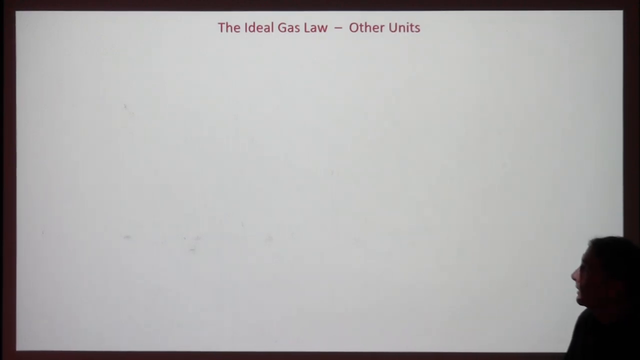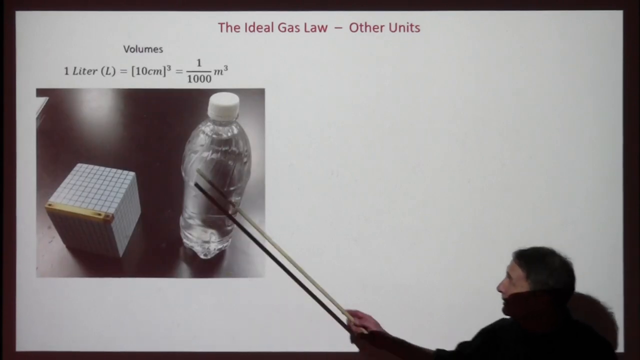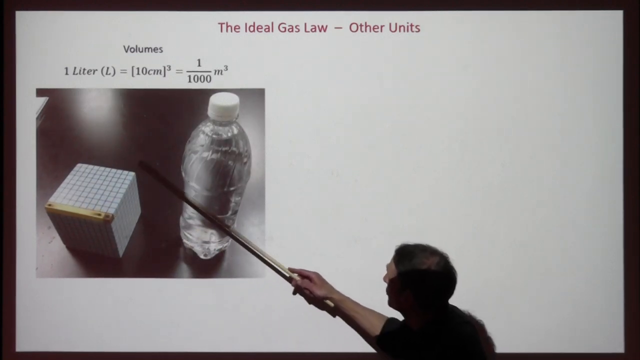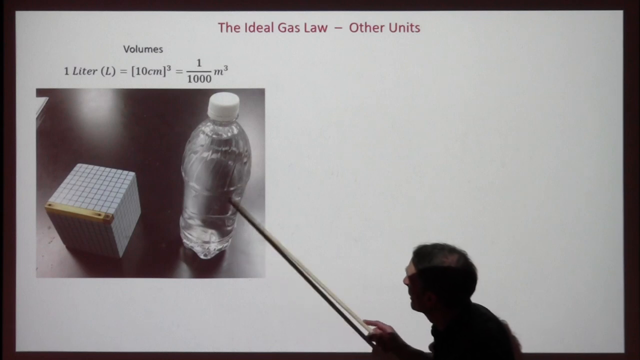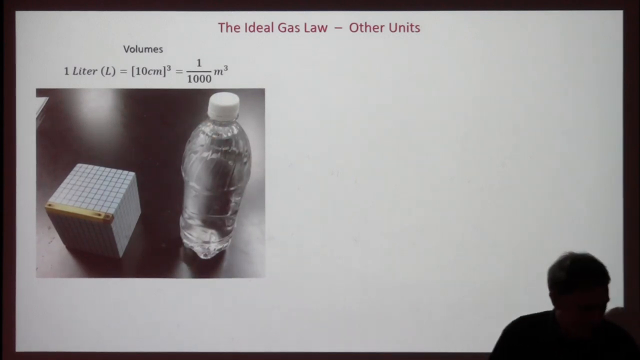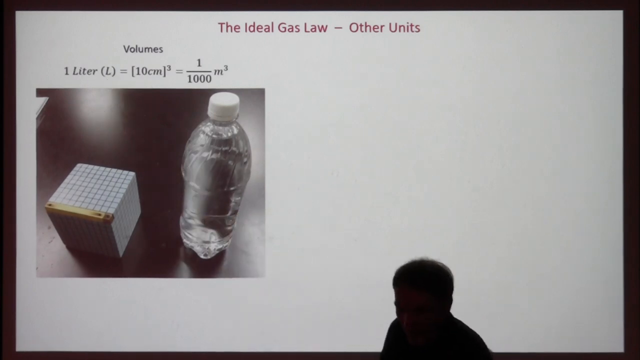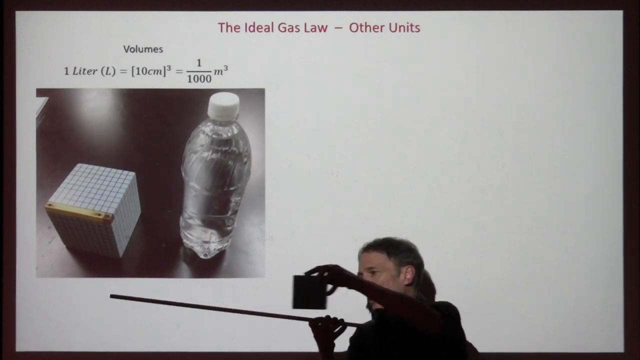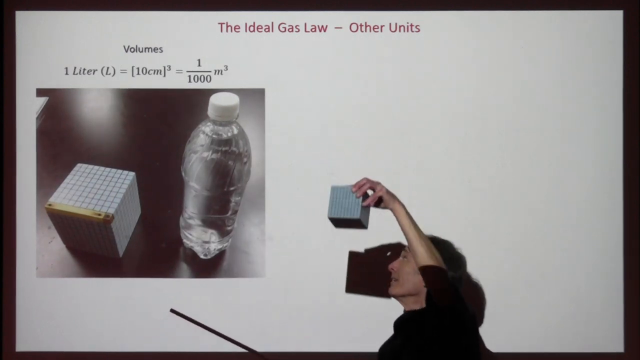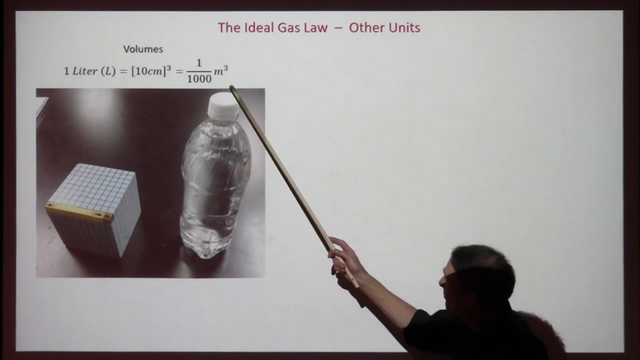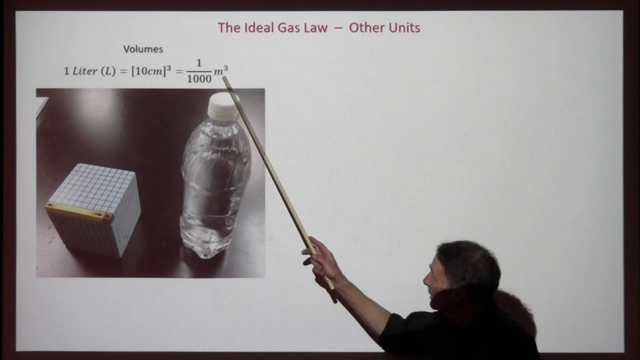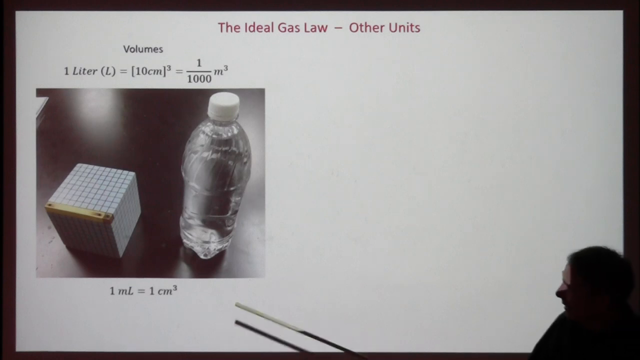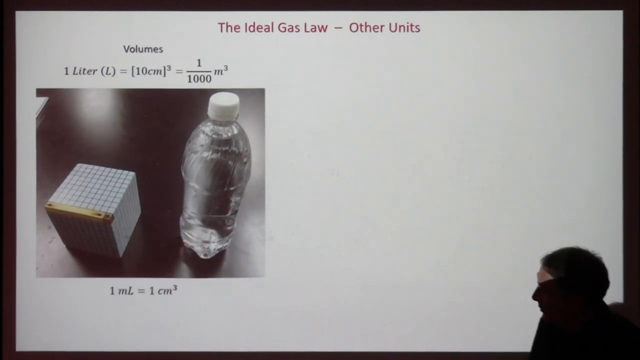How about if you're using other units? Like in chemistry, typically you use liters. I talked about this a little bit ago: a liter is a cubic decimeter. So there are going to be 1,000 of these in a cubic meter. You've got 10 times 10 times 10, which is 1,000 in a cubic meter. So be able to go back and forth between cubic meters and liters or milliliters. And then, of course, 1 milliliter is 1 cubic centimeter. I already used that earlier.